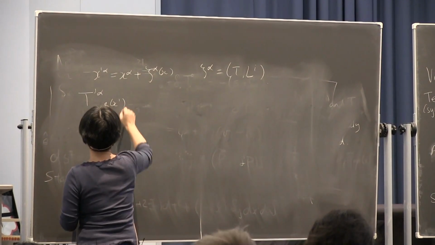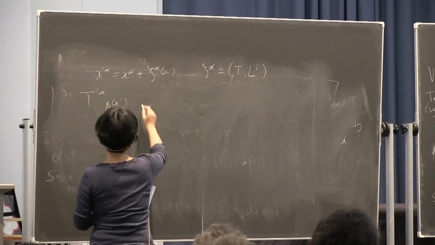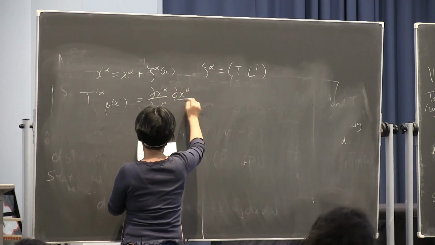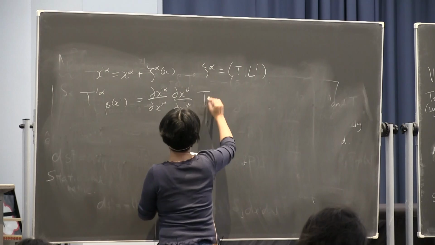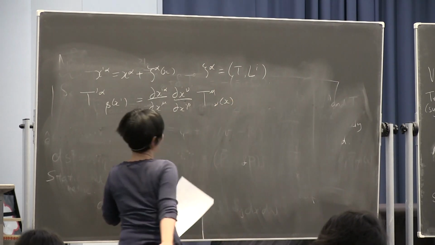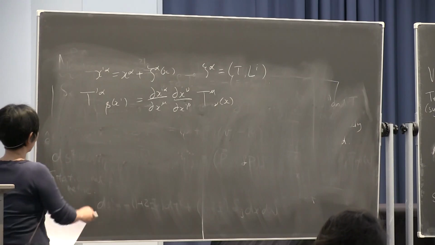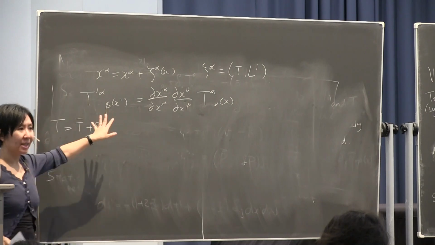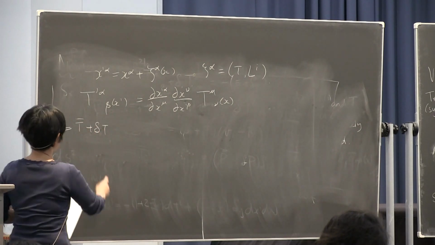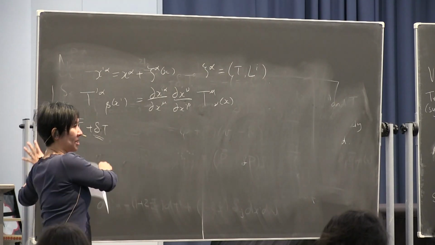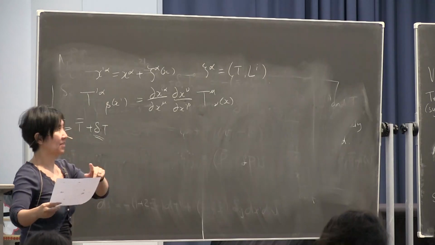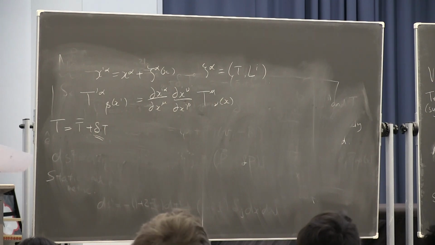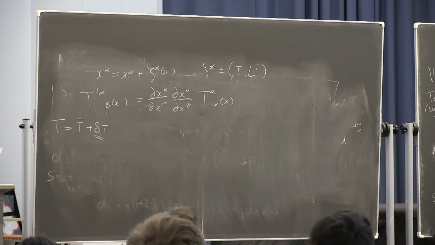Okay, so we write T'^{αβ}(x') is equal to ∂x'^α/∂x^μ ∂x'^β/∂x^ν T^{μν}. Okay, so again, it's just a question of sticking in T is equal to T̄ plus δT into the expression, crunching through it, and then you will find a relation between the δT in one gauge and the δT in another gauge. Okay, so that's just algebra, not particularly exciting, but you can do that, and if you did that, this is what you'll end up with.